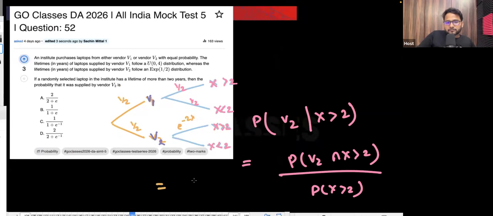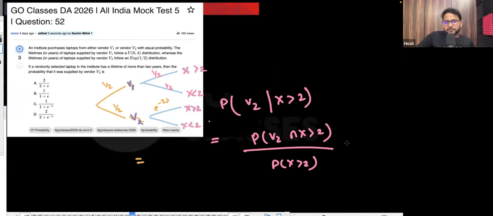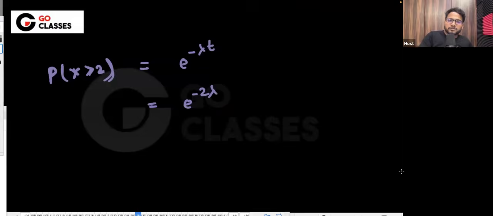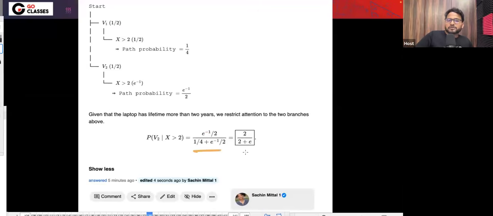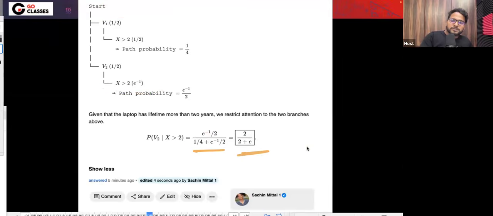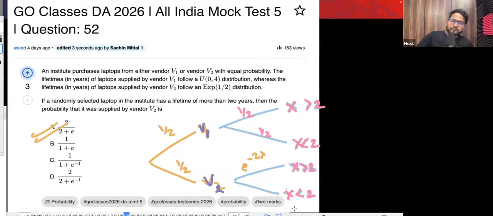V2 and lifetime greater than 2 means multiplying these two things. So it will be equal to 1 by 2 into e power minus 2 lambda, divided by the probability of X greater than 2, which is the summation of these two: 1 by 4 plus 1 by 2 into e power minus 2 lambda. This is how you solve it. If you solve this, 2 upon 2 plus e will be the answer. You can use the tree method. So if you match the options, A will be the correct answer, 2 upon 2 plus e.